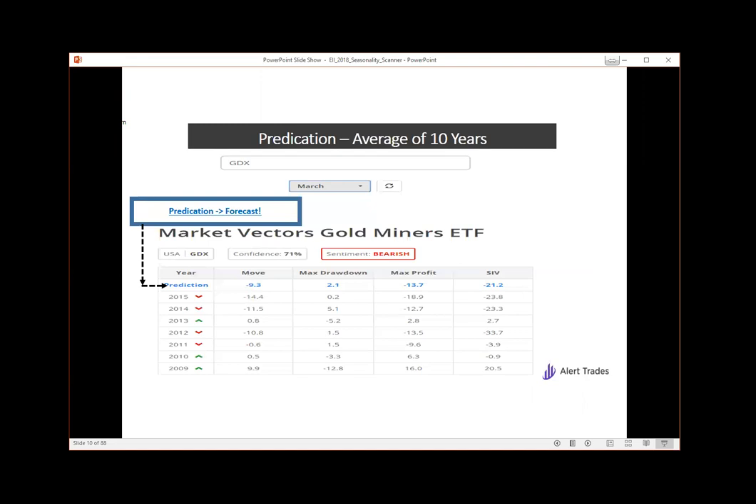So if you look at our percentage values here, they're going to be different from most seasonal software packages out there. The reason why is they're not taking into account volatility, whereas we are, okay? And that's the biggest difference between us and everyone else, okay? Now, let's go to the next slide.